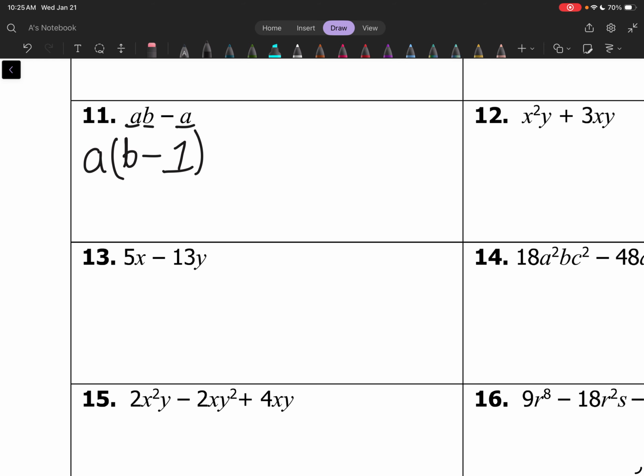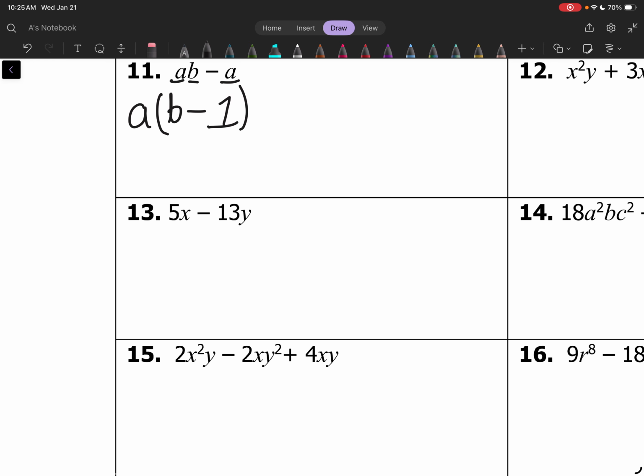Let's go to 13. Number 13, I have a coefficient of 5. 5 is prime, so I need to see does 5 go into 13. 13 divided by 5 is not simplifiable. It is not going evenly. I do not have a coefficient that I can pull out from these numbers. Look at your variables. I have an X, I have a Y. Those are not in common. I can do nothing to this. This problem is prime.